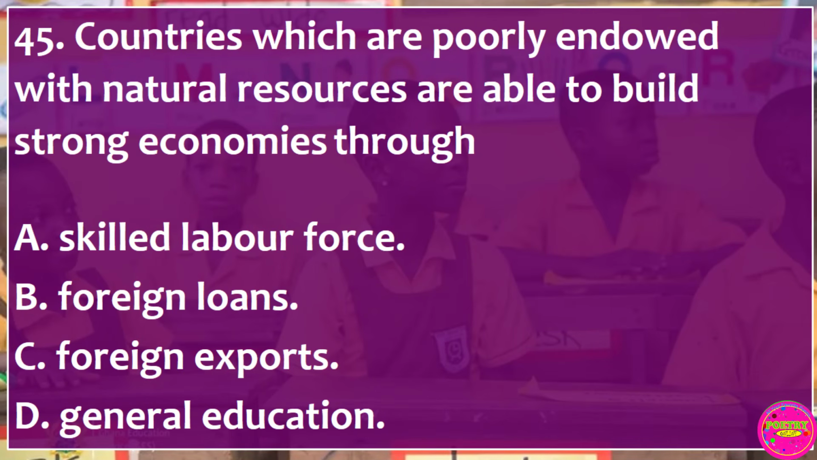Question 45. Countries which are poorly endowed with natural resources are able to build strong economies through A. Skilled labor force. B. Foreign loans. C. Foreign exports. D. General education. The correct answer to this question is A. Skilled labor force.